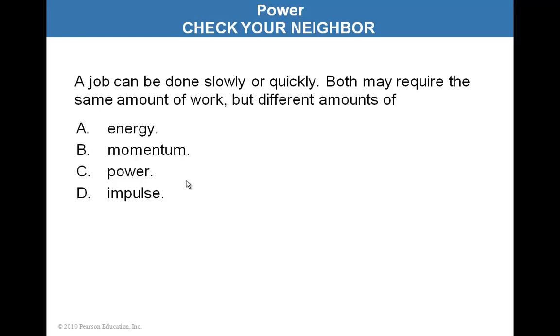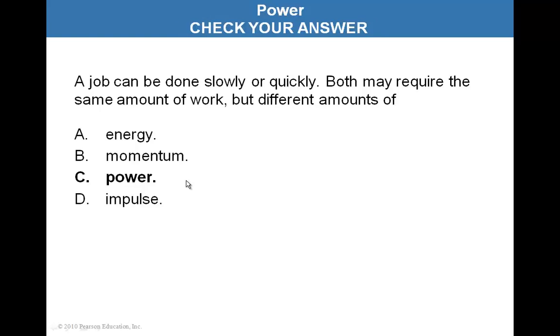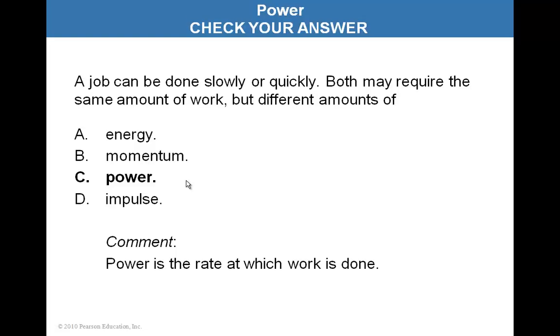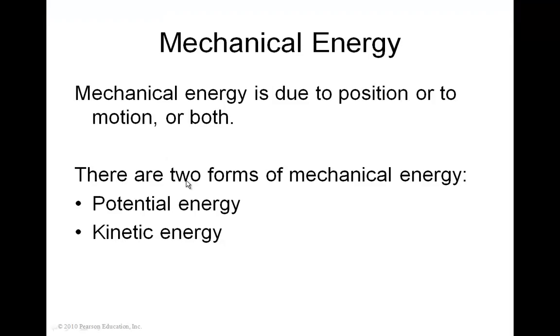Now notice the only thing that's changing here is the time. So which of these is going to be different? And the answer is power, because if you do the same amount of work but in different amounts of time, that's going to be different power. So power is the rate at which work is done. That's a good definition of power. You might want to write that down if you don't already have it. Power is the rate at which work is done.